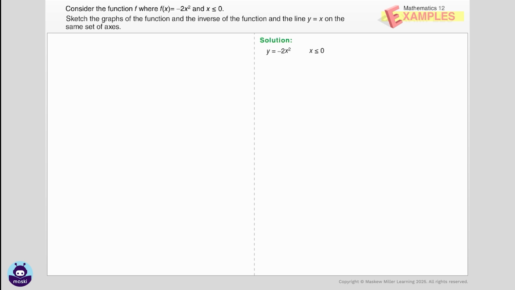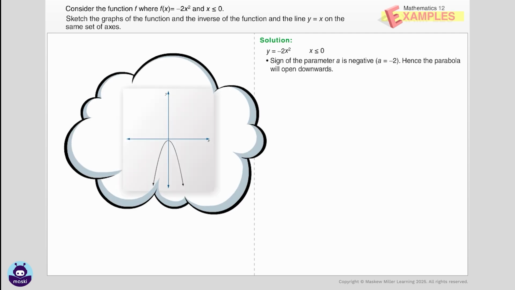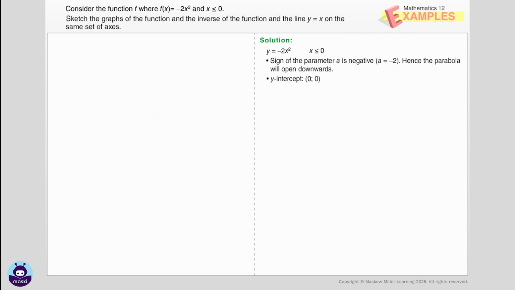By inspection, we know that there is a square relationship between the variables x and y. We can draw the graph of the quadratic function. Since the parameter a is negative 2, the parabola will open downwards. Y-intercept (0, 0). X-intercept (0, 0). Turning point (0, 0), as q equals 0. Note that the domain has been restricted to x less than or equal to 0. Hence we shall sketch only one arm of the parabola.